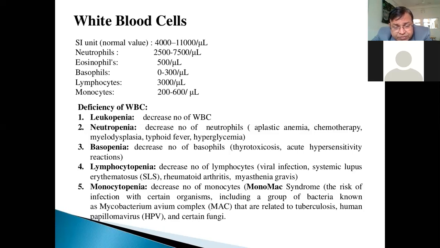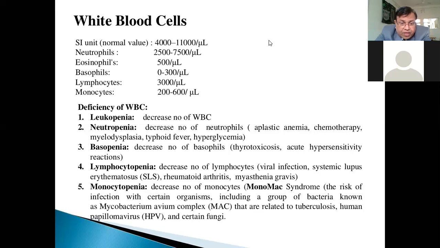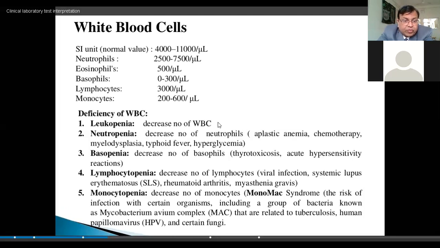It can also cause bleeding problems. Monocytopenia: decreased monocytes, that is called monocytopenia syndrome, with the risk of infection with certain organisms, including the group of bacteria known as Mycobacterium avium complex, MAC, which is related to tuberculosis, and human papillomavirus, that is HPV, and certain fungi are also responsible for monocytopenia.